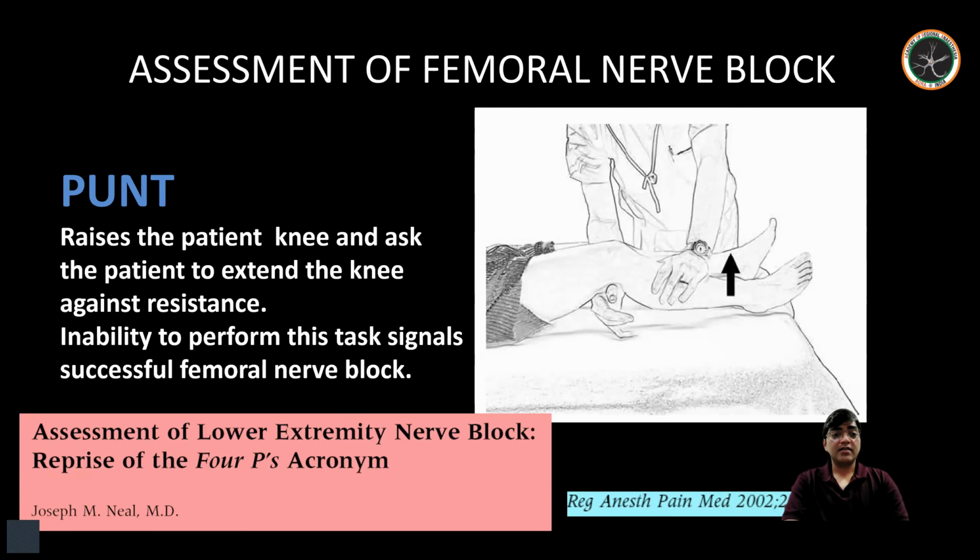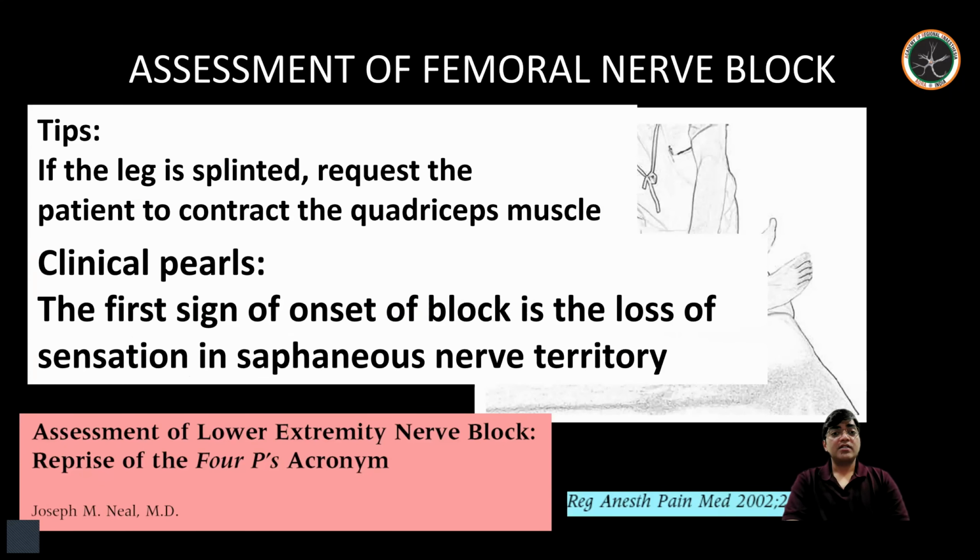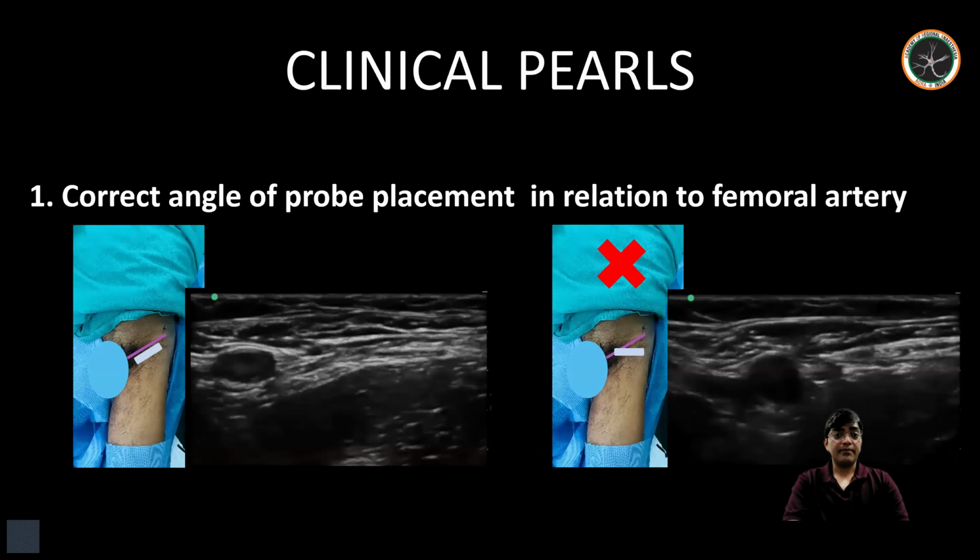inability to perform the task signals a successful femoral nerve block, where the patient is asked to raise the leg from extension, extend the knee or do so against resistance. If it is splinted, we request the patient to contract the quadriceps muscle. Or the first sign of onset of block is the loss of sensation in the saphenous nerve territory, which can be assessed with a cold touch technique.